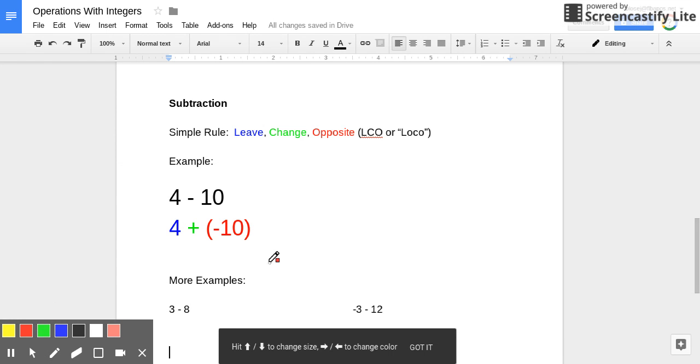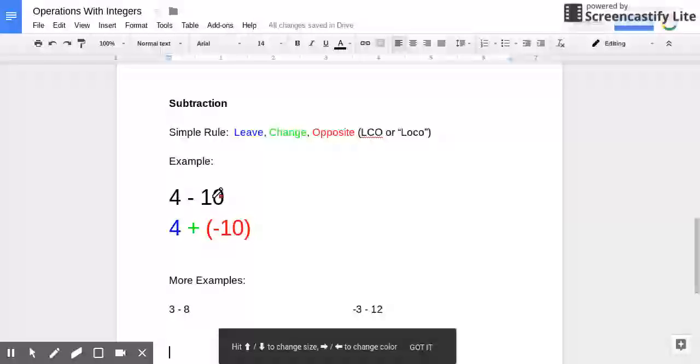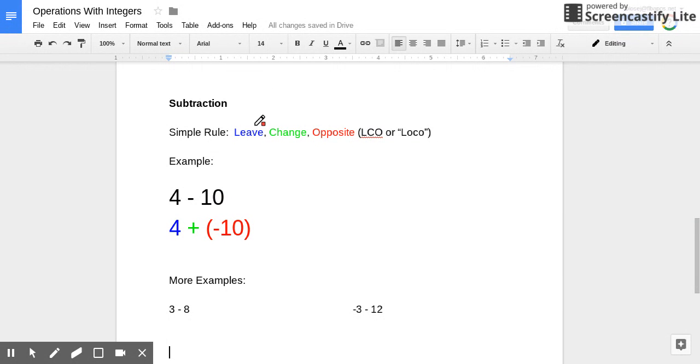And what we want to do is look at the first example. The first example says 4 minus 10. Now, according to our rule, we're going to leave. So we leave the first number alone. 4 stays 4. Change. We're going to change from subtraction to addition. It is always subtraction to addition. And then opposite means whatever number is here, in this case we have a positive 10, becomes the opposite, and the opposite will become negative 10.